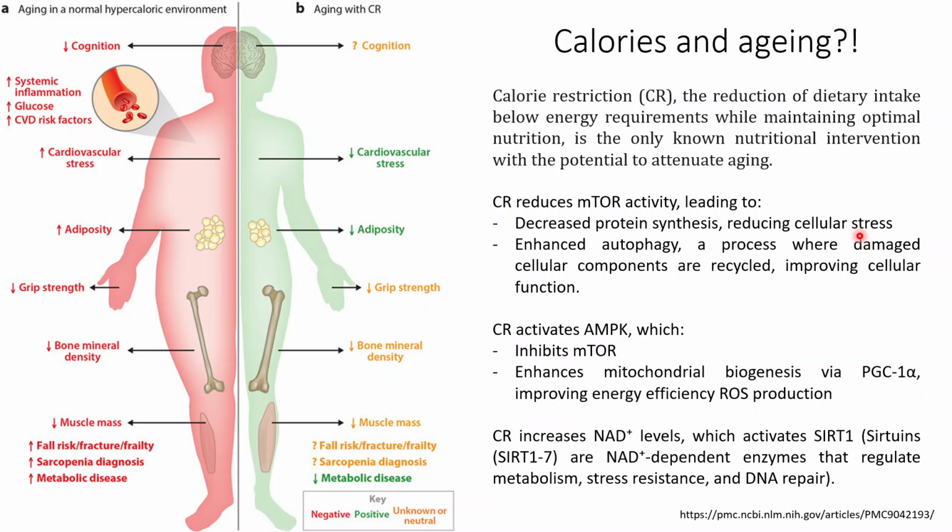And in them, they've seen that calorie restriction, which is a process in which you reduce your dietary intake below the energy requirements, but you maintain optimal nutrition. So you don't lose out on the important components of your meal. Like you should have carbohydrates, fats, proteins, vitamins, minerals, all of that should be balanced. It should just be less than your daily energy requirement. And this apparently is a type of nutritional intervention, like a type of diet essentially that you can follow, which has the potential to attenuate aging.